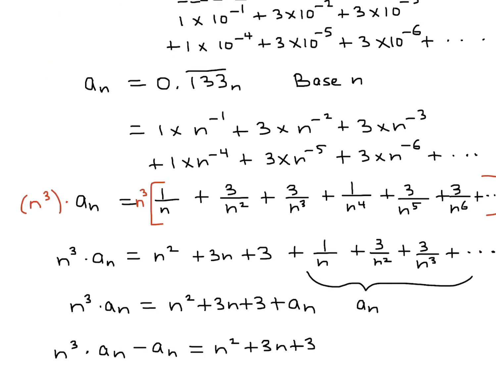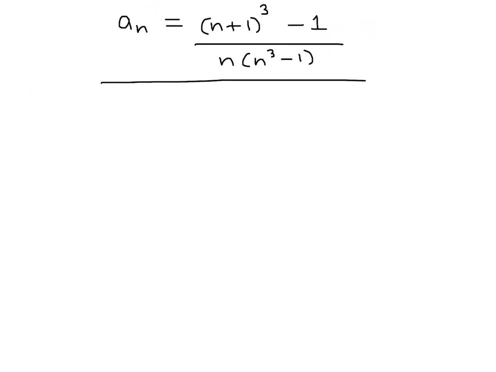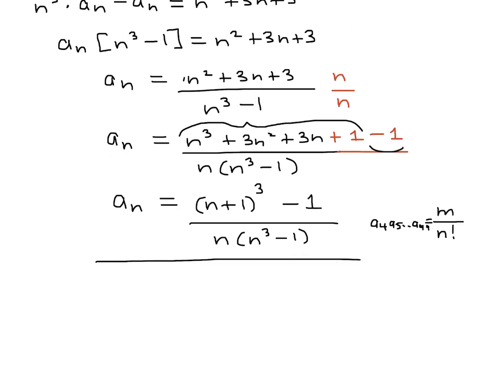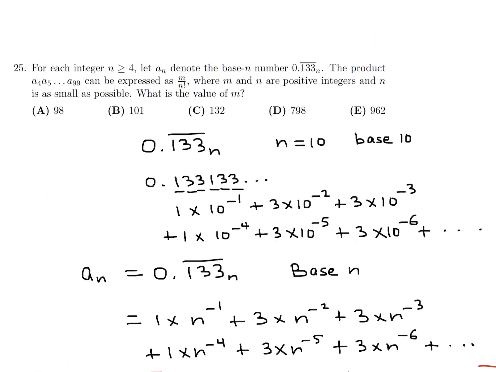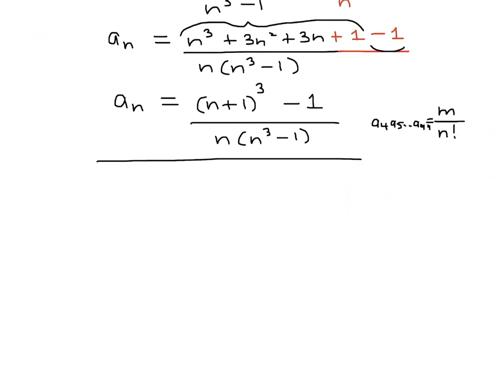Okay, so let's see here. I've got to show that this basically can be written m over n factorial. And what is that? a4 times a5 all the way to dot dot dot a99. Correct? Let's see if I missed anything. Nope, that was right. a4, a5 all the way to a99.